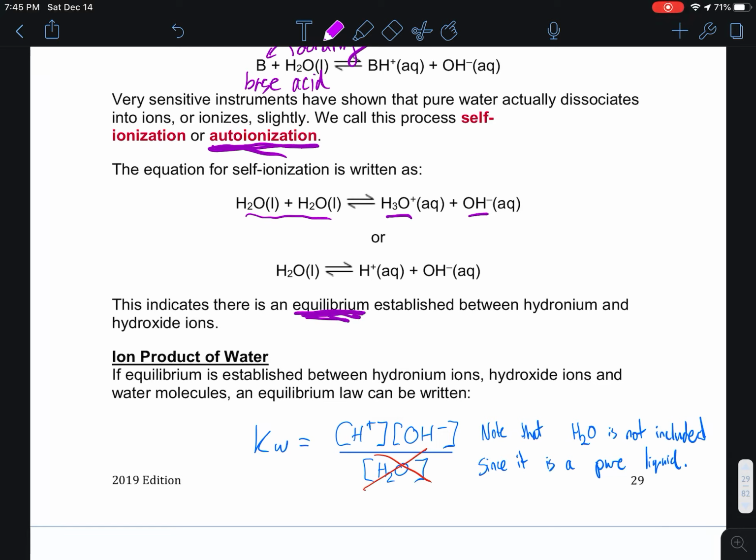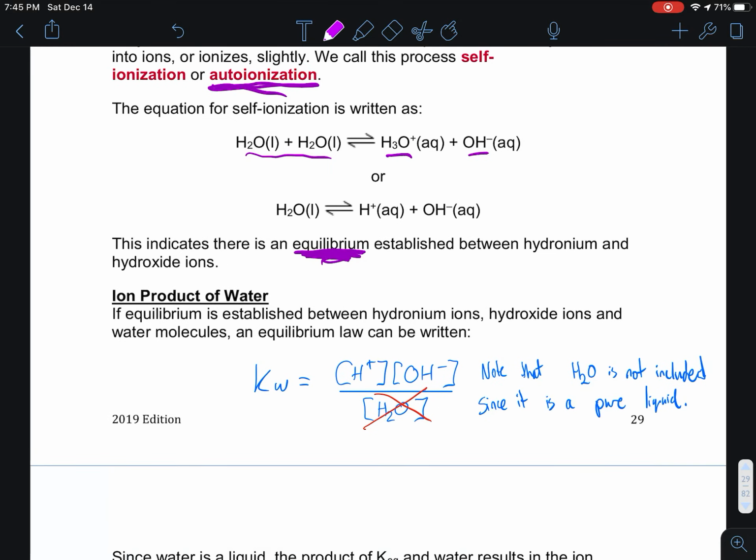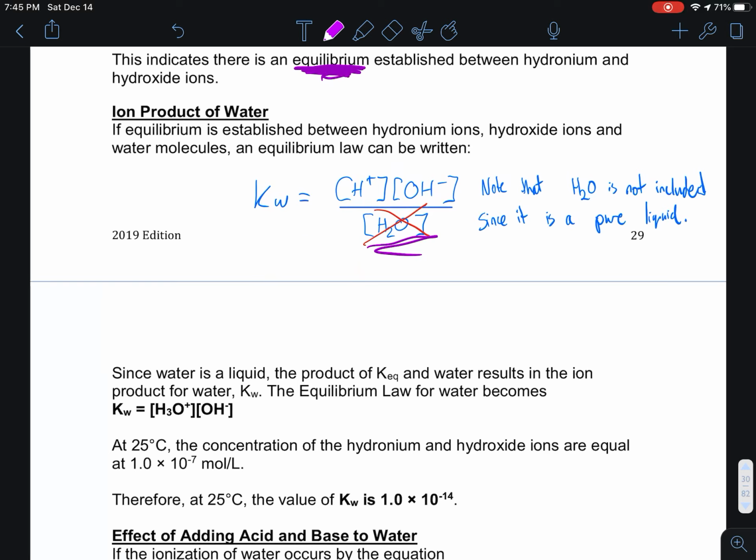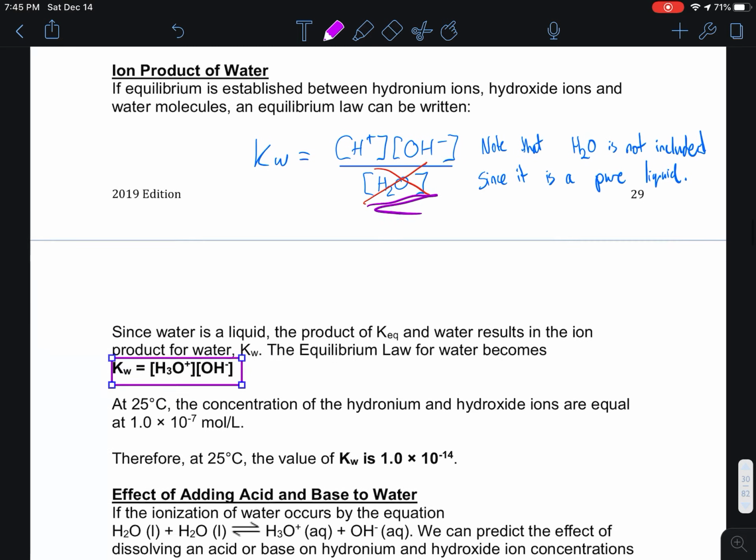This indicates that there is an equilibrium, right? This is auto-ionization. It's something that's happening all the time, whether we want it to or not, and it's between the hydronium and the hydroxide products. So if an equilibrium is established between hydronium ions, hydroxide ions, and water molecules, then an equilibrium law could be written out. But of course, water is a pure liquid in this case, so we can't include a concentration. So we have to reduce this into a new equilibrium expression called Kw. This is the Kw expression. It's a really important key expression to understanding acid and base theory.